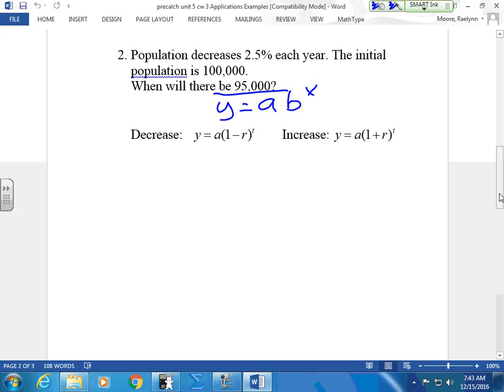Again, this is my decrease. This is my increase. This is my rate. B is my rate. If I'm decreasing, I'm subtracting. What it is you're retaining what's left over. It's kind of like this.